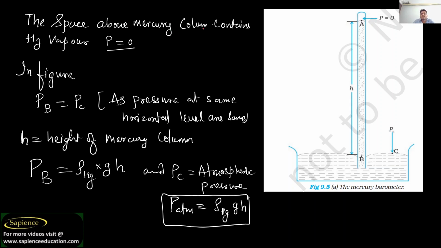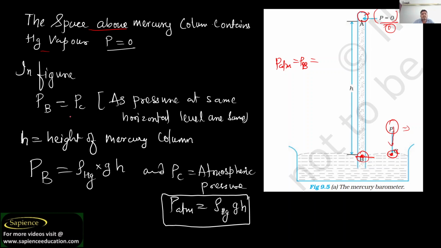The space above the mercury column contains mercury vapor. Approximately you can consider this pressure as zero pressure. Now can you tell me that the pressure at point B is equal to the pressure at point C? If you get the pressure at B, then you are getting the pressure at C. Now you know that the pressure at C is the atmospheric pressure. So can we write that atmospheric pressure is equal to the pressure at B?